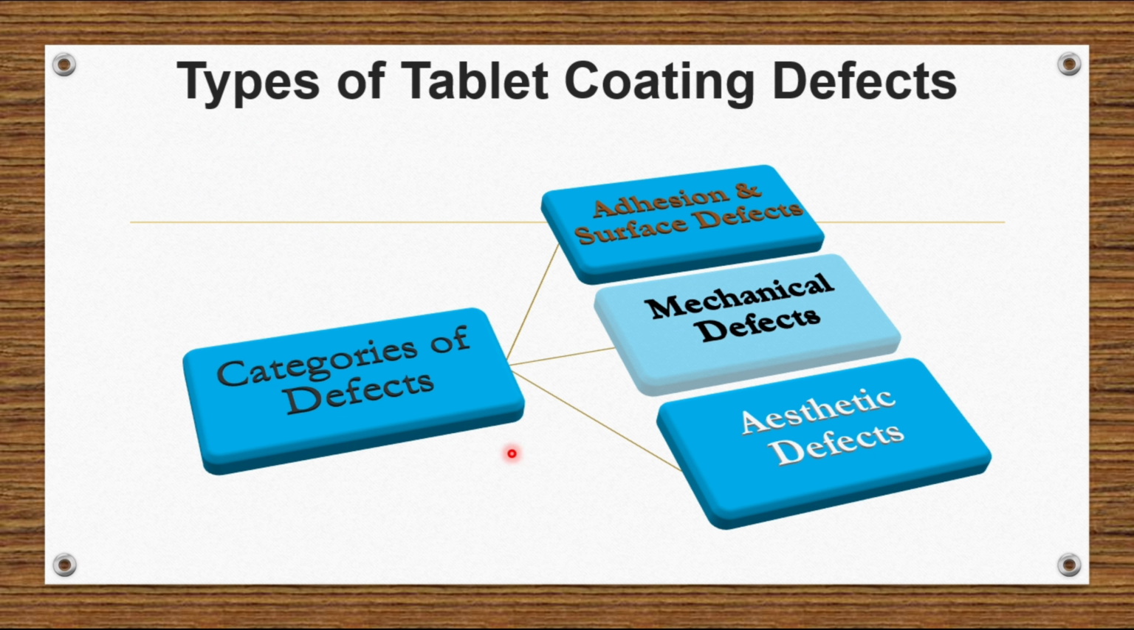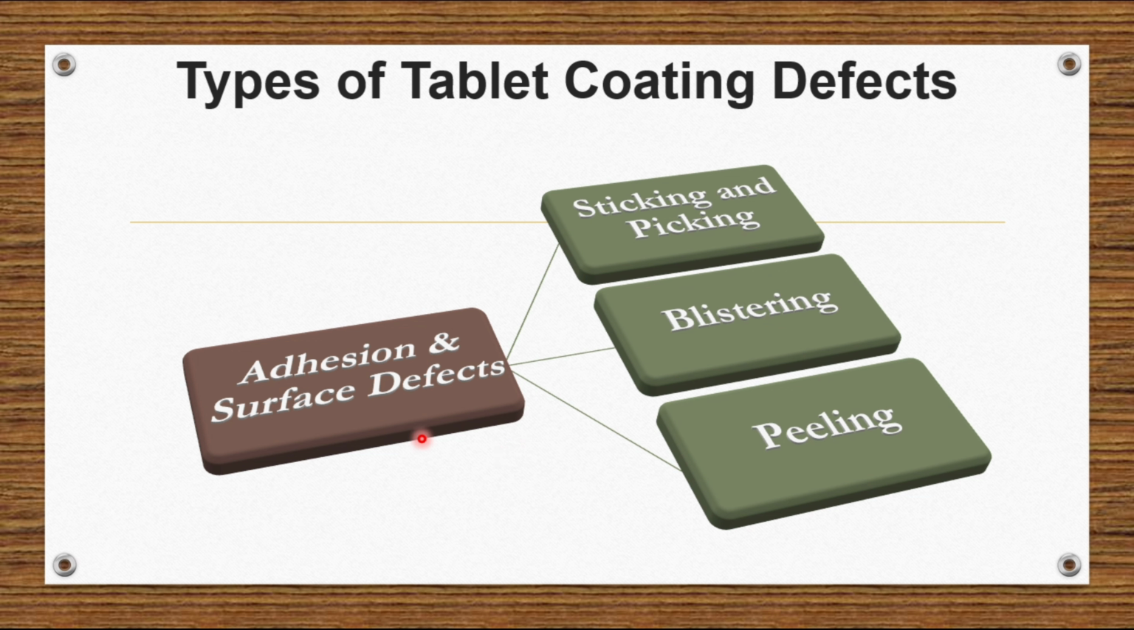Categories of defects: number 1, adhesion and surface defects. Number 2, mechanical defects. Number 3, aesthetic defects. First we understand the adhesion and surface defects. These are categorized further into 3, that is sticking and picking, blistering, peeling. Let us understand one by one.